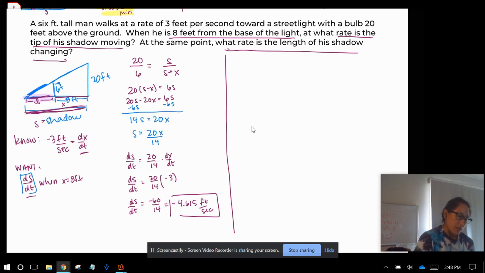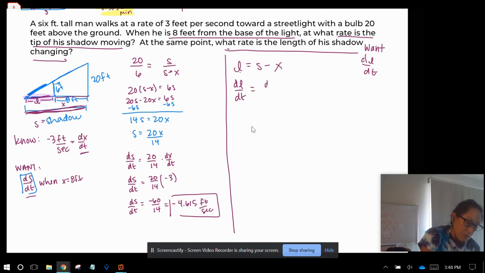Okay. So I'm going to set this up as the length is equal to S minus X, because I want to use all of those variables. I want to know dL/dt, the length. Okay, so this is a really simple equation. The derivative of L is dL/dt. This is a simple equation, but a hard one to come up with on your own.